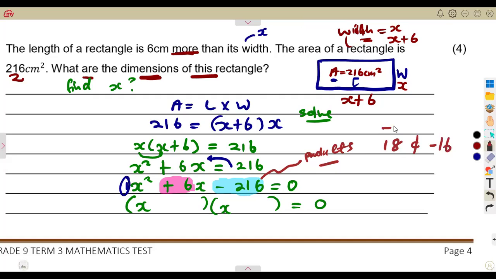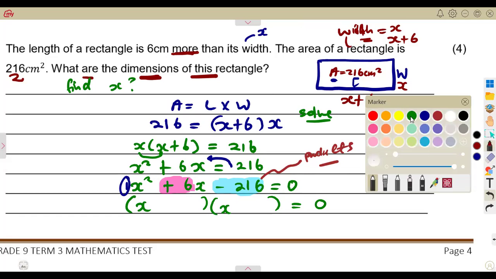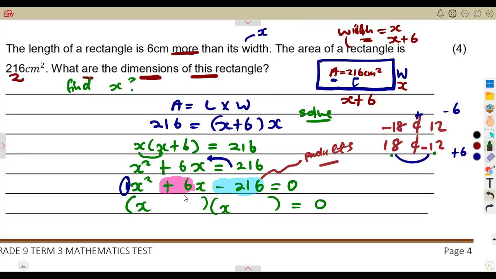One of the numbers must be positive for us to get a negative 216. But if we add, there's supposed to be 12 here. Sorry, I'm not getting that. This is 12, like 12 here. If you add, you must get 6. So if you add these two, you're going to get minus 6. But if you add these two, you're going to get a positive 6. So these are the factors that I wanted you to use, the 18 and the minus 12. So it must be plus 18 here, minus 12, which is equal to 0.